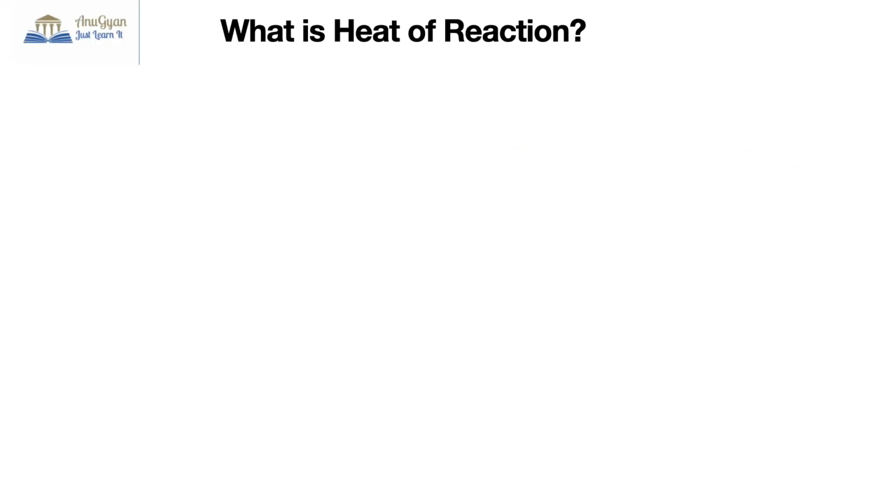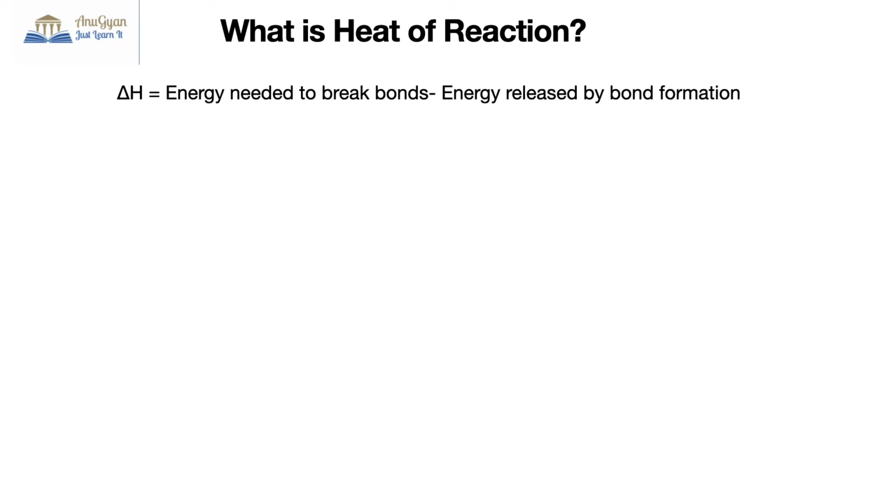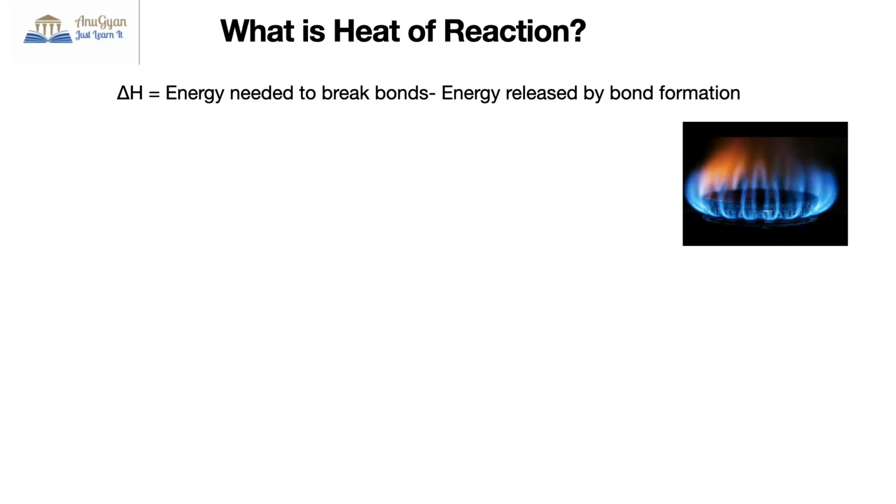So what actually is heat of reaction? Heat of reaction or delta H is the energy needed to break bonds subtracted by the energy released by bond formation. We will take the example of the reaction between methane and oxygen.